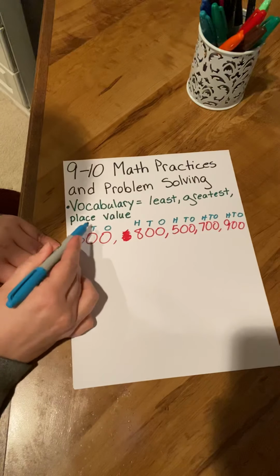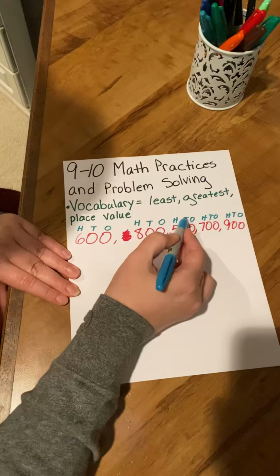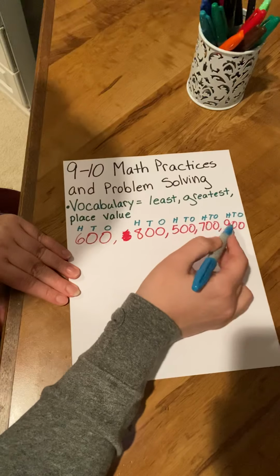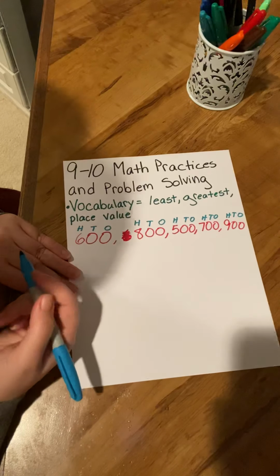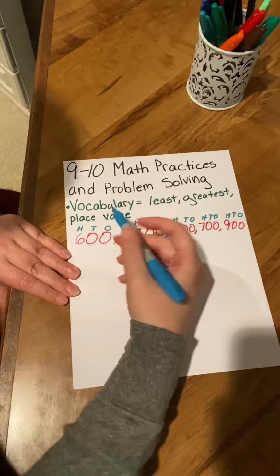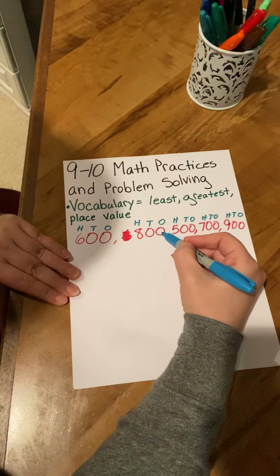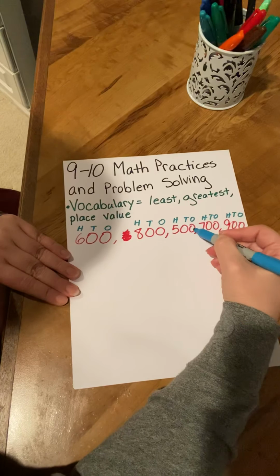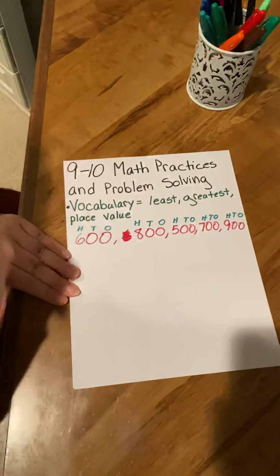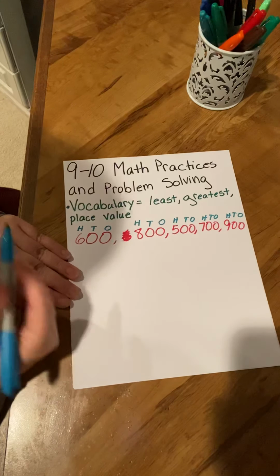If I look at the tens, tens place is a 0. Tens place is a 0, in every one of them. Do you see a pattern with the tens place? I notice that they're all zeros. In the ones place, it's 0 in every number. What do you notice about the ones place? That's right, they're all zeros.